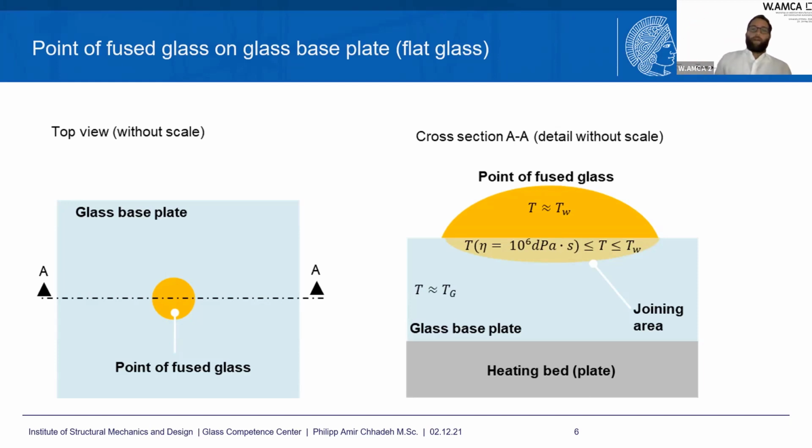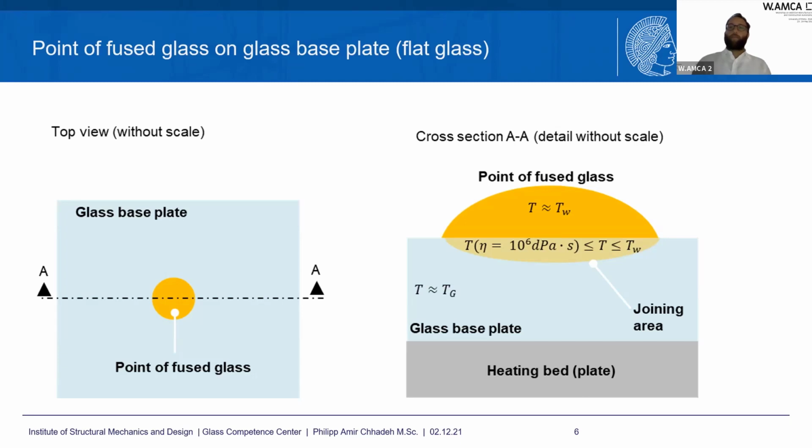What we also need is good enough viscosity in the joining area. This needs to have a viscosity in between 10 to the power of 6 and 10 to the power of 4 decipascal seconds. Our approach here is to use the torch Cassian just showed you to join the fused glass to the glass plate.